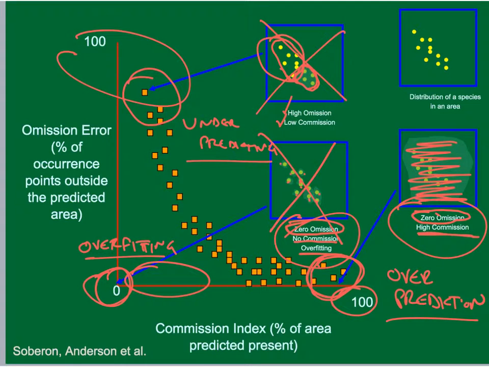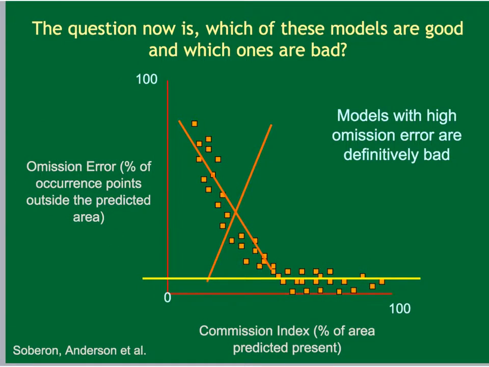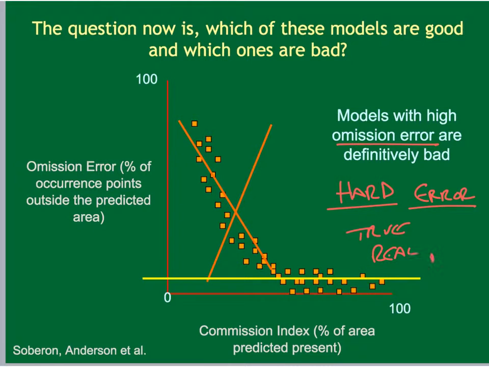So we now want to find a balance between these scenarios. The ideal model is somewhere between here. So models with high omission error are definitely bad. Part of the reason we can say they're definitely bad is because, remember, omission is a hard error or a true error. Okay? Real data points are not predicted by the model.